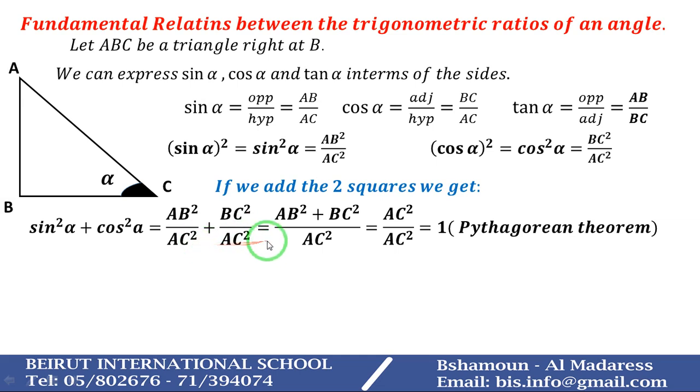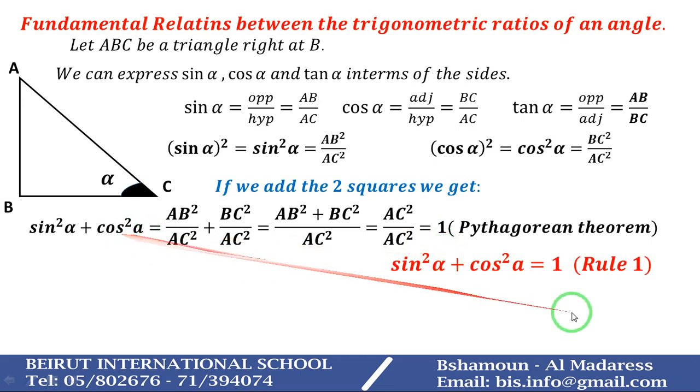So we have here a common denominator, which is AC squared. By adding AB squared plus BC squared, what do we get? In a right triangle, AB squared plus BC squared is equal to the hypotenuse squared, which is AC squared, by using the Pythagorean theorem. Now, AC squared over AC squared is equal to 1. So we can conclude that sine square alpha plus cosine square alpha is equal to 1. This is the first rule.